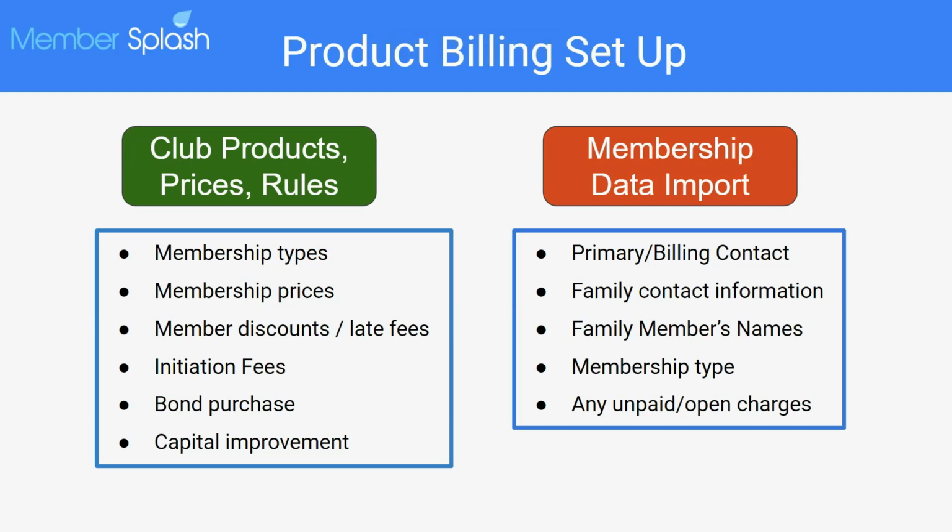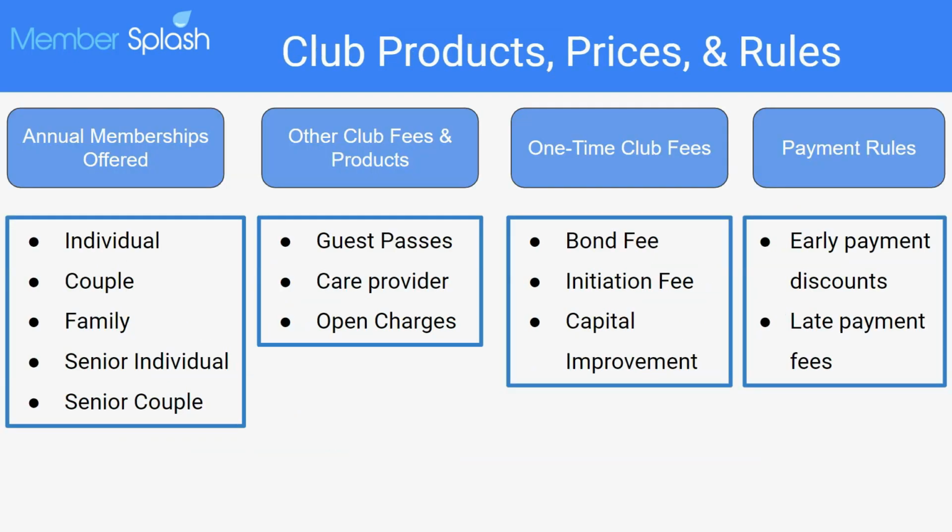The other important piece, again, as we noted, is the membership data, which may also come with the information on what kind of an account they have, what kind of membership, family, individual, couple, senior, and of course, any unpaid or open charges that you want to make sure to include within the MemberSplash system.